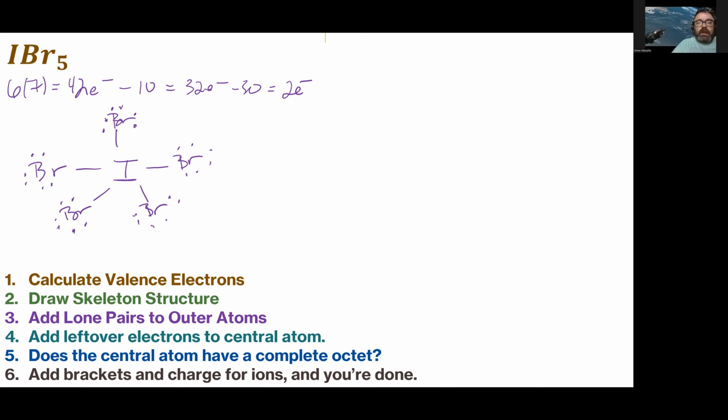Okay. If we have leftover electrons, they go on the central atom. So we're going to make a pair of electrons on the iodine in the center. Now we're at 0. Does the central atom have a complete octet? Well, kind of. It has at least 8. It actually has 12, right? Because we have 5 bonds and a lone pair. That's 6 things, 2 electrons each. That is 12 valence electrons. This is totally fine.